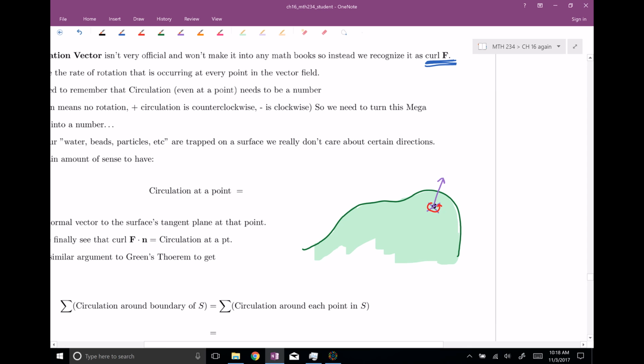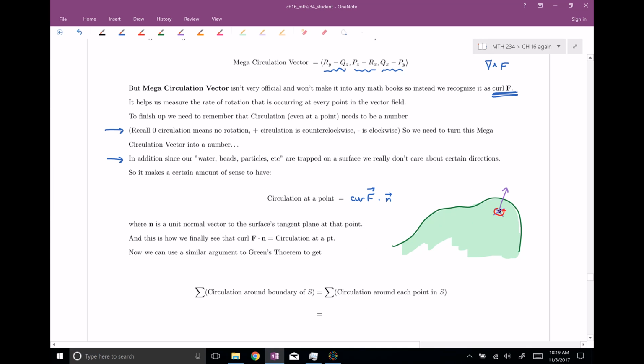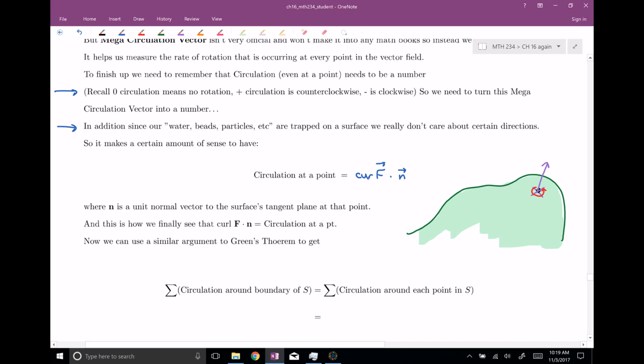And with that, I can go ahead and get rid of the parts of the circulation vector that I don't particularly care about at this time. So the circulation at the point on this surface will be the curl of F, but then only dotted with the normal vector here. And that will give me circulation at the point, but only the circulation that's on the surface. So again, quick reminder here, N is the unit normal vector to the surface tangent plane at the point, and we see now that curl of F dot N will give us the amount of circulation that's happening at that point.